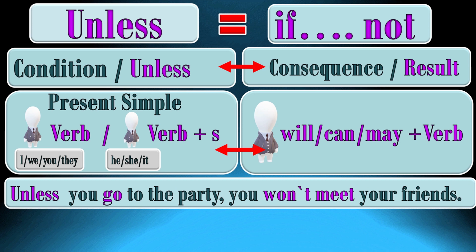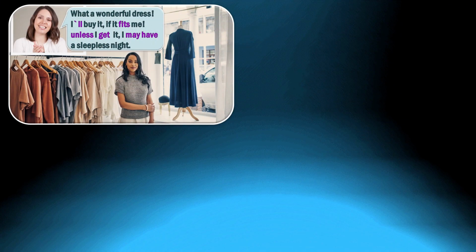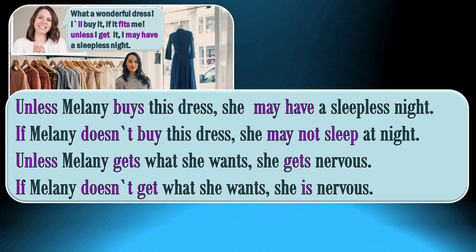The sentence, unless you go to the party, you won't meet your friends, is equal to the sentence, if you don't go to the party, you won't meet your friends. Melanie says, unless I get it, I may have a sleepless night, which means that she wants this dress really much, and on condition she doesn't get it, she may have a really bad night.